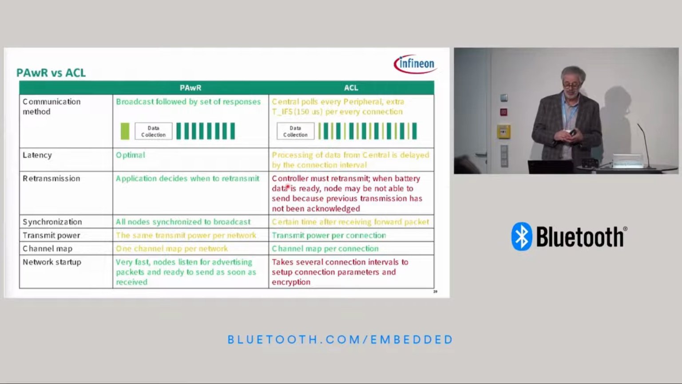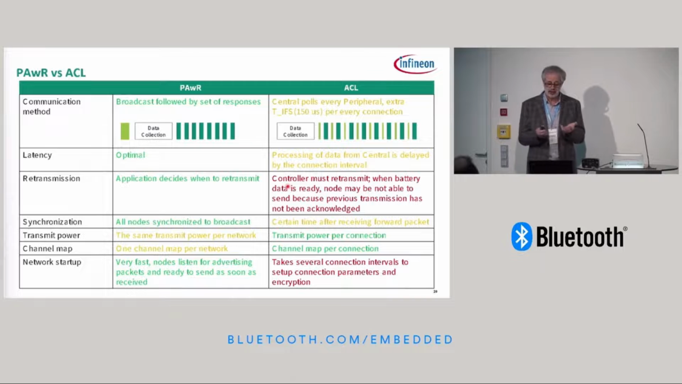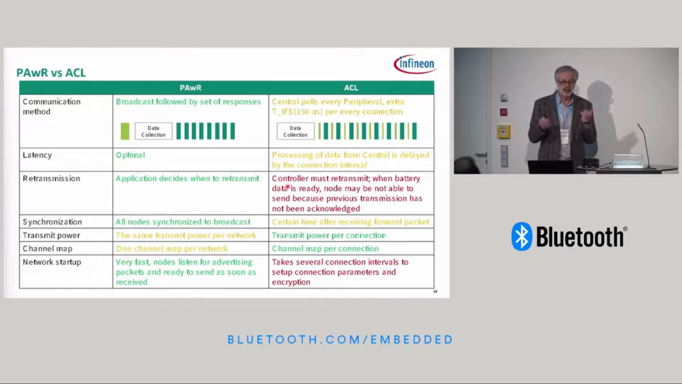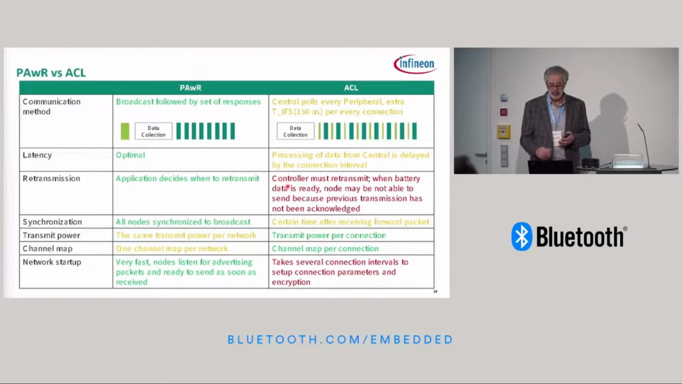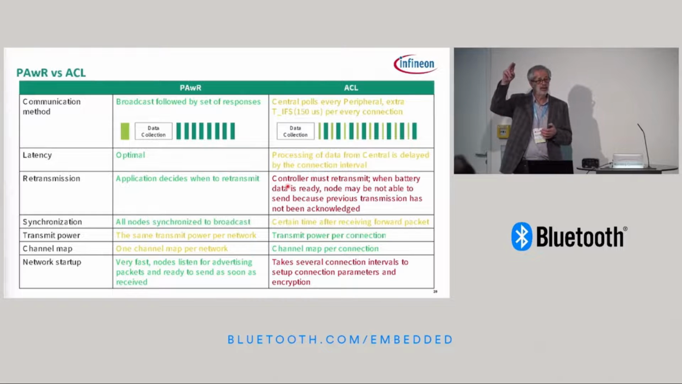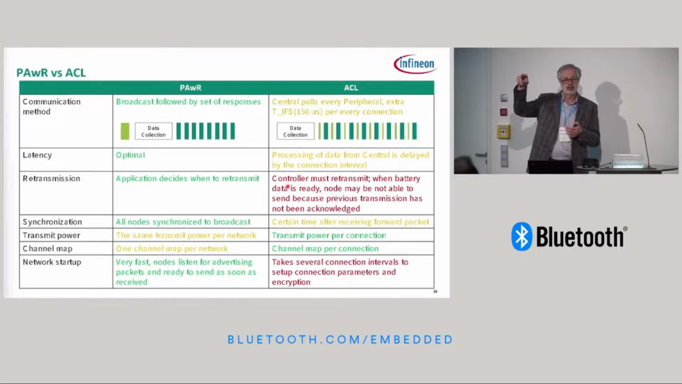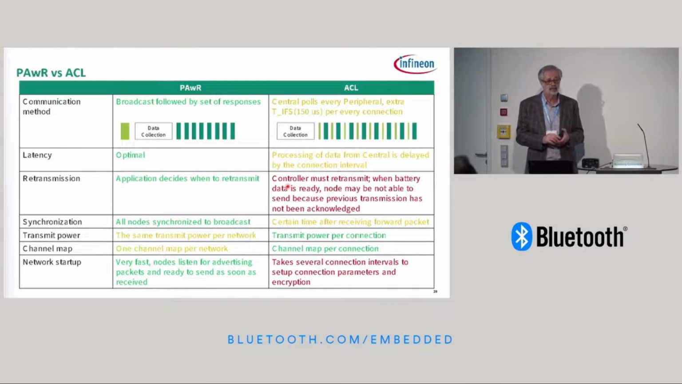Network startup for ACL is crazy slow. They call it the connection interval. If your connection interval is 100 milliseconds, it will take you 500-600 milliseconds just to establish the connection. You need to start up, exchange features, exchange versions, send the masks, and set up encryption. It's crazy. For PAwR, it's extremely fast. You listen to the advertising event, you listen for the aux-ADV indication, and you are there. You can send data right away.